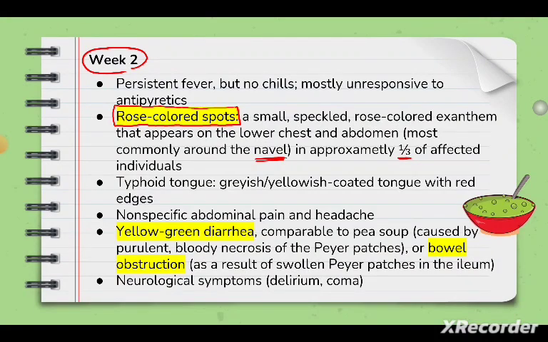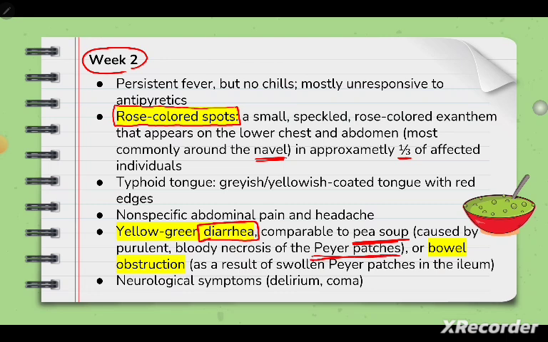So the third point is typhoid tongue. It's a grayish, yellowish, coated tongue with red edges, and patients usually also complain of non-specific abdominal pain and headache. And another important point is diarrhea. Diarrhea is usually comparable to pea soup, and it's caused by purulent bloody necrosis of the Peyer's patches.